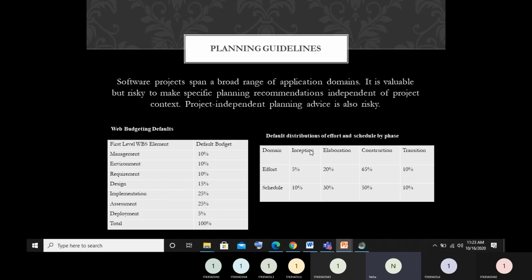Then comes the second planning. Second planning covers the effort: how much effort we have to put, how many team members or how much manpower is required. So that is the effort. If you remember, we have studied the COCOMO estimation model.